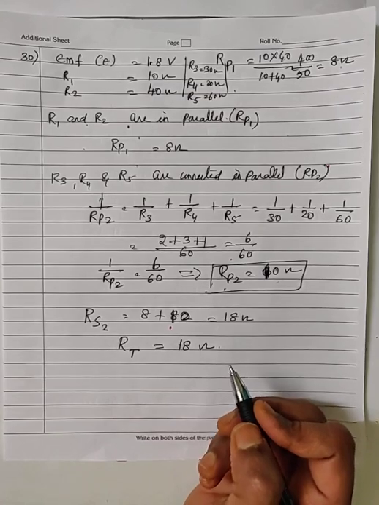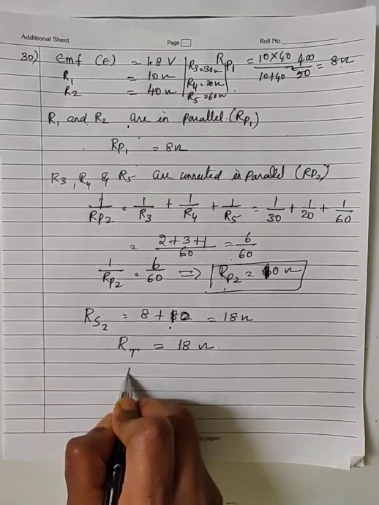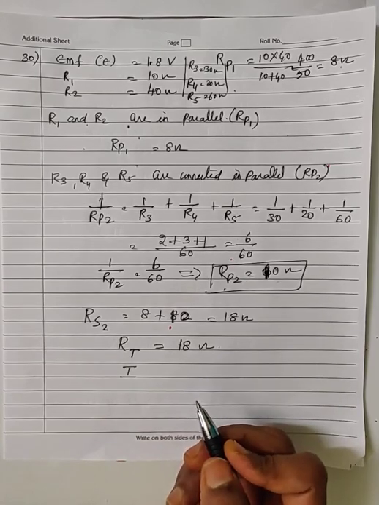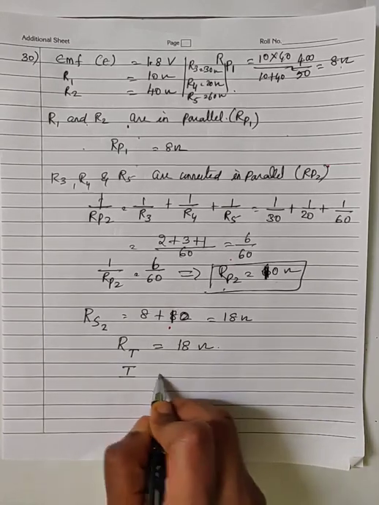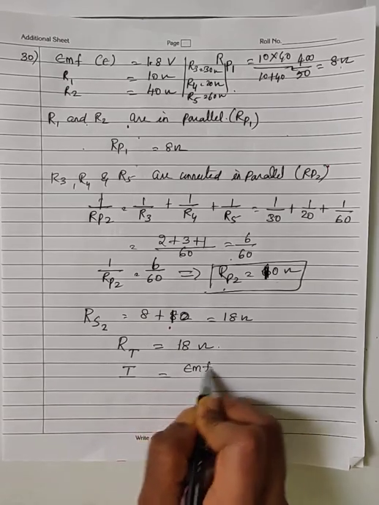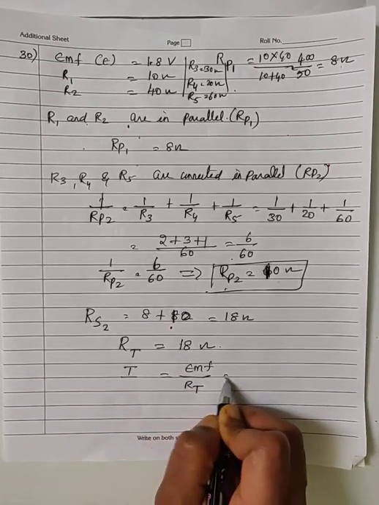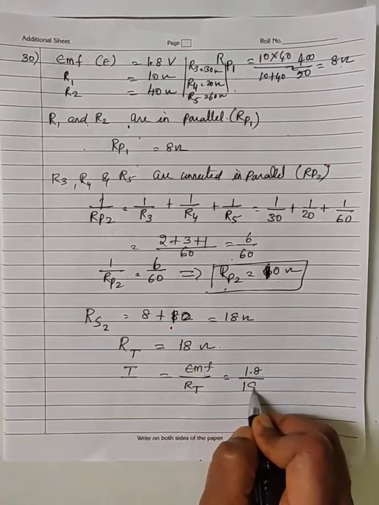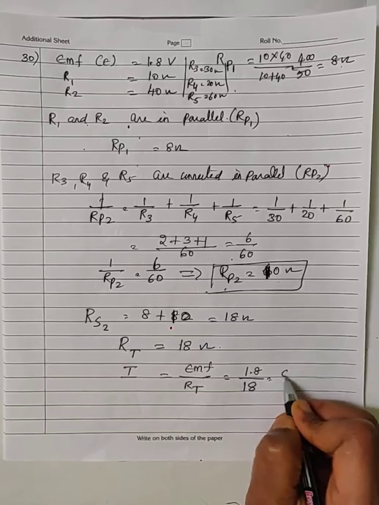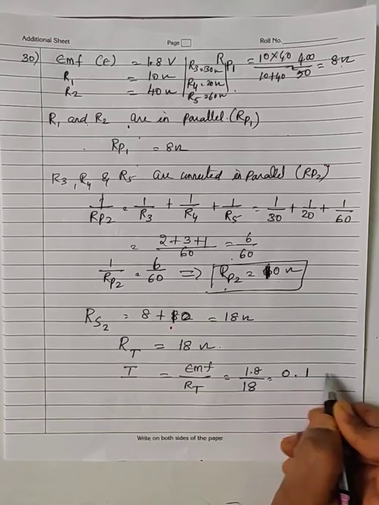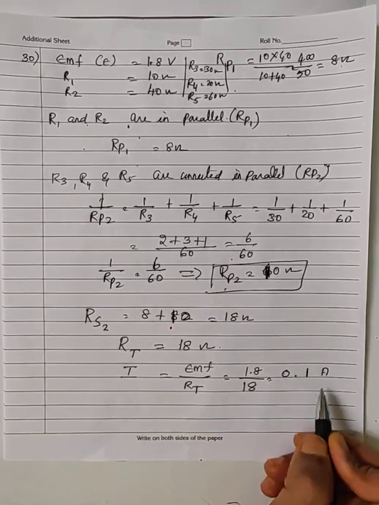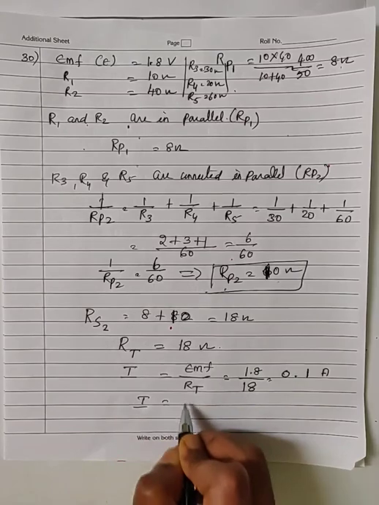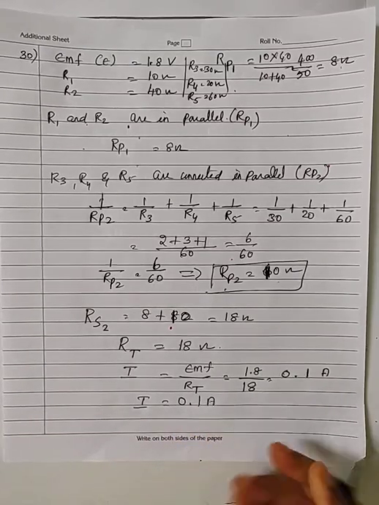Next you are asked to calculate the reading of the ammeter. The ammeter will read the current flowing through the circuit, or it represents the current drawn from the cell. The current drawn from the cell, the expression is EMF by total resistance. EMF of the cell is given as 1.8 volt and the total resistance we have calculated as 18, which is equal to 0.1 ampere. 1.8 by 18 is equal to 0.1. SI unit of current is ampere. So the reading of the ammeter I is equal to 0.1 ampere.